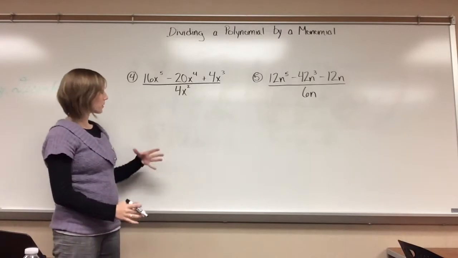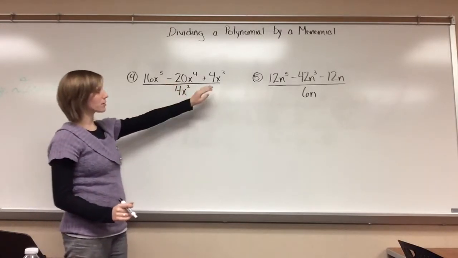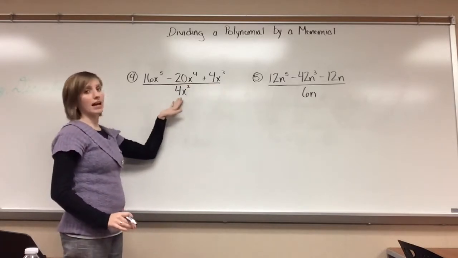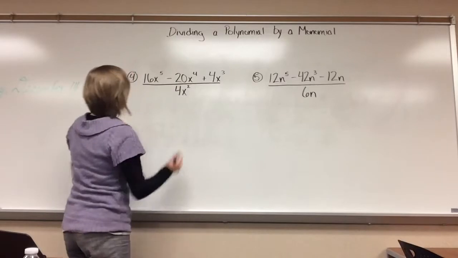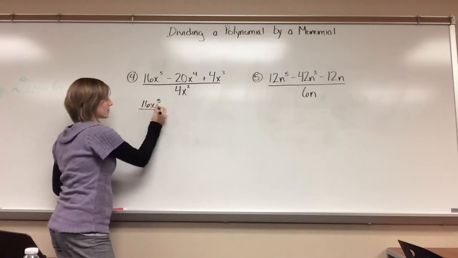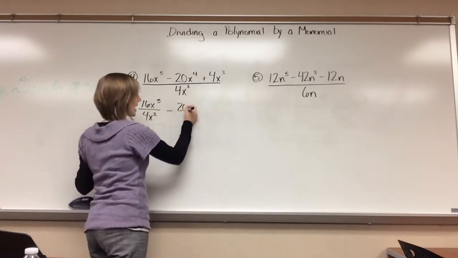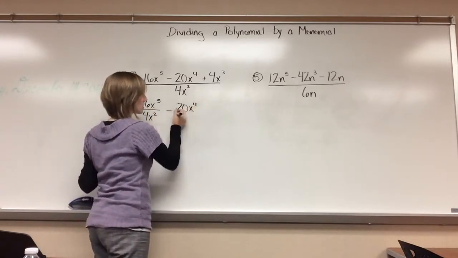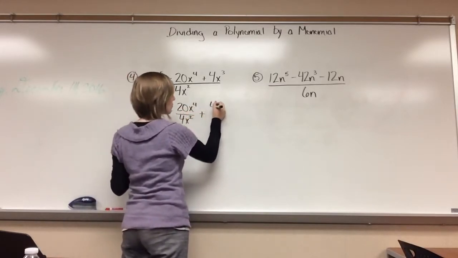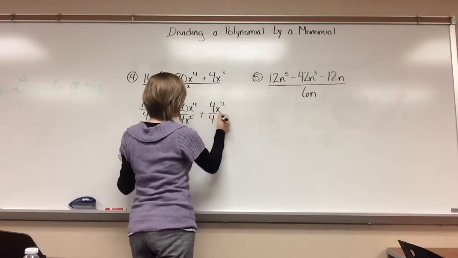For problem number 4, we have 16x to the 5th minus 20x to the 4th plus 5x to the 3rd, and we're dividing that by 4x squared. So let's go ahead and rewrite this. We're taking 16x to the 5th divided by 4x squared, minus 20x to the 4th divided by 4x squared, plus 4x to the 3rd divided by 4x squared.